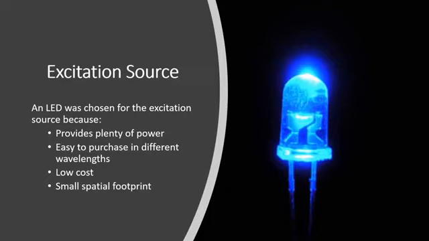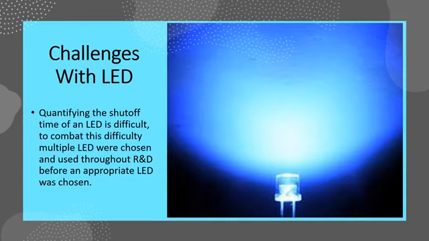We chose an LED because it provides plenty of power for the purposes of our experiment. They are easy to purchase in different wavelengths. This is important because fluorescence exerted from a material is on a bell curve in terms of the wavelength in which it is excited by. They have very low cost, so you could purchase many different LEDs of different wavelengths, and they provide a very small spatial footprint, which allows us to maintain a very compact design of the project. So the challenges that come with choosing an LED as your excitation source manifest themselves as quantifying the shutoff time of that LED.